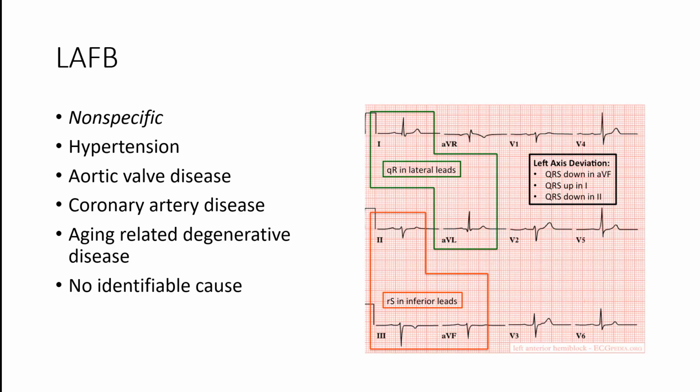A left anterior fascicular block is a fairly common and nonspecific pattern, although it can be found in association with underlying disease. Frequently, it can be associated with age-related degenerative disease. However, frequently it is the case that there is no identifiable cause.